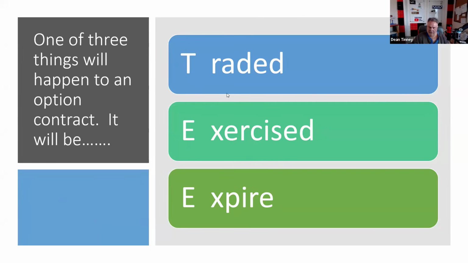So every question on the test is going to end with either the contract got traded, the contract got exercised, or the contract expired. A good way to remember that memory aid device is TEE. The option can be traded, the option can be exercised, the option can expire. Right? So if you're going to trade the option, you're going to do a closing transaction.